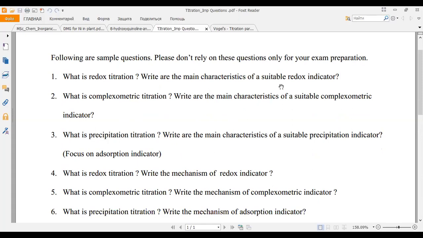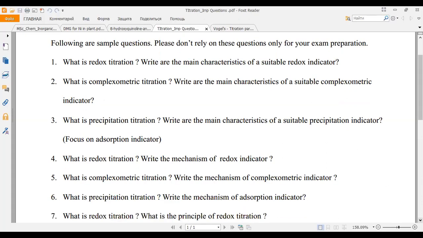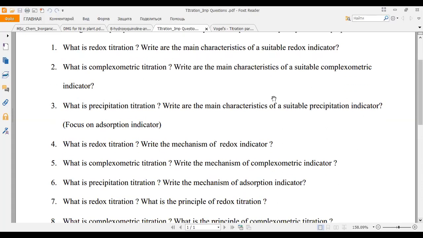Similarly, you need to know about the indicators. You need to know the characteristics: what are the main characteristics of a redox indicator, a complexometric indicator, and a precipitation indicator. For precipitation indicators, you should focus on the adsorption indicator. Even though the exam doesn't tell you, that's where you have to focus. So one part is the characteristics of the indicator.